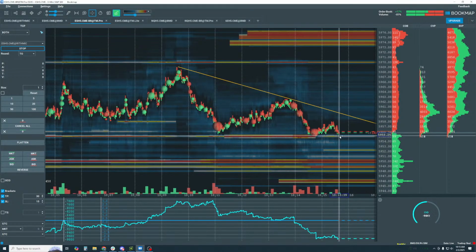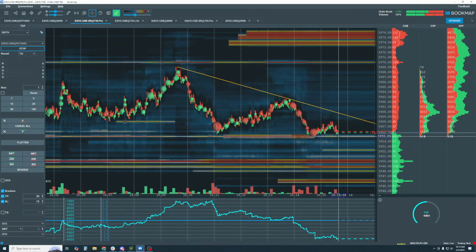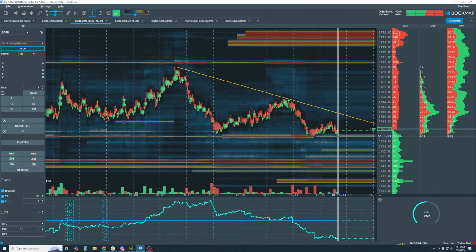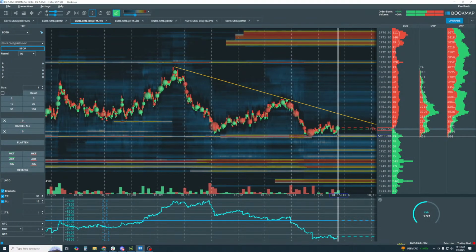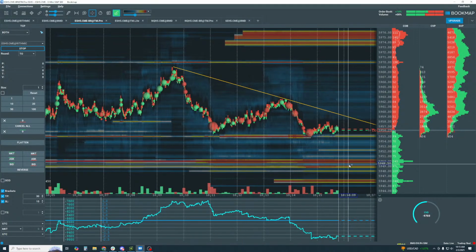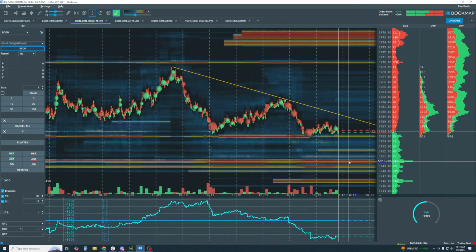Come on, sellers. Let's see these sellers come in. See them press this. This is a low of the day. And test down to 59.50 here.